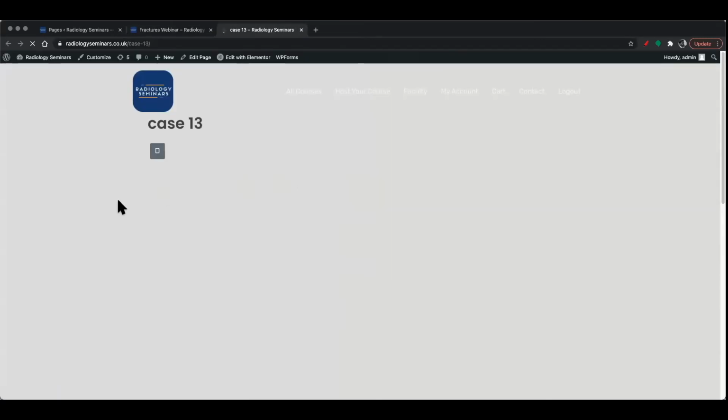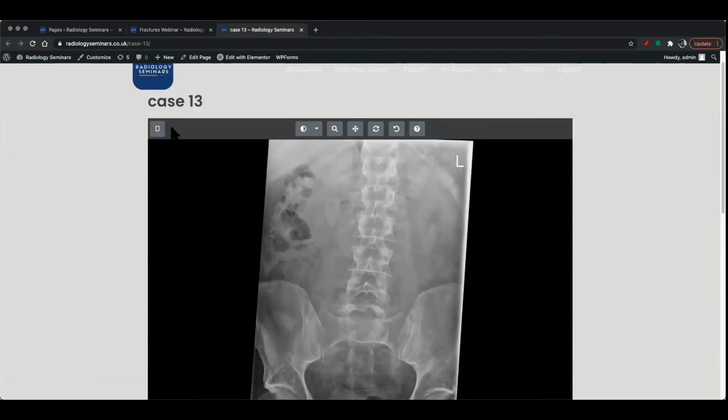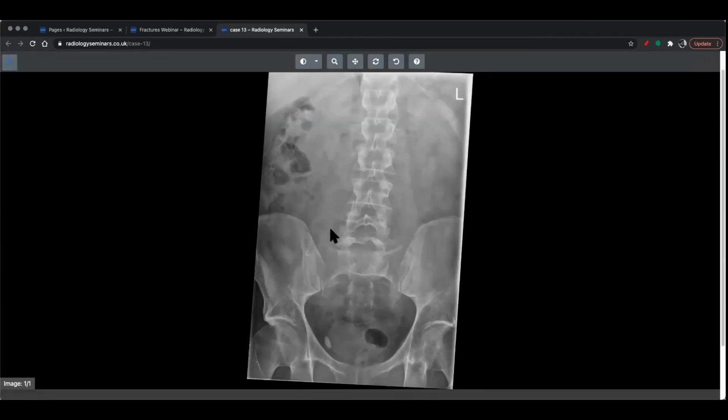Right, case number 13. Well done for everyone who got that. It's a difficult one. So again, we're looking at this particular X-ray, and this is a very, very difficult case. Don't worry if you don't get it. Again, let's go back to basics.